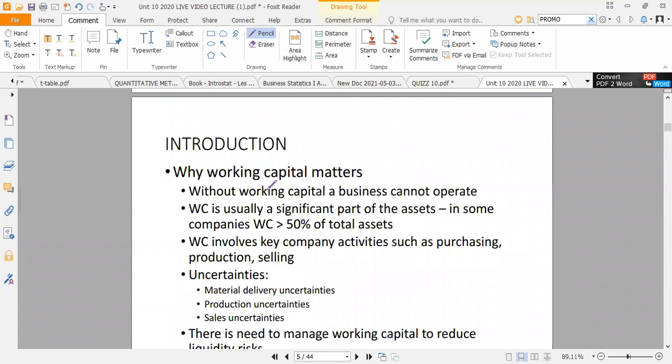Okay, so why does working capital matter? Why is working capital important, especially to businesses? Number one, without working capital, a business cannot operate. It is actually this working capital that most of these small firms rely on.